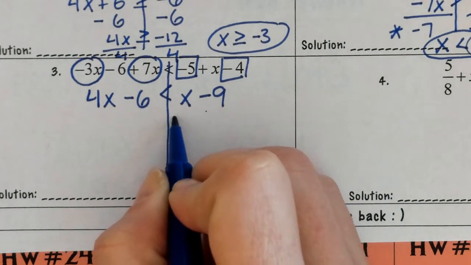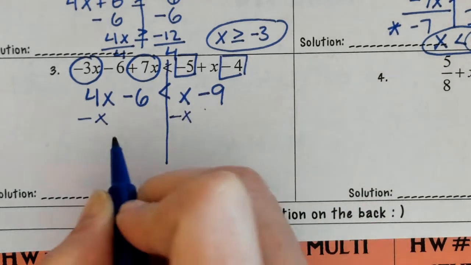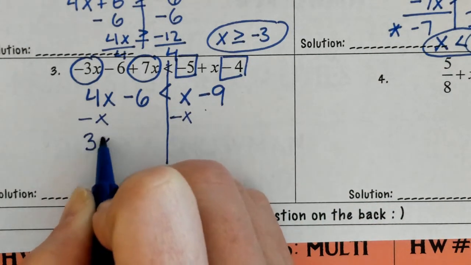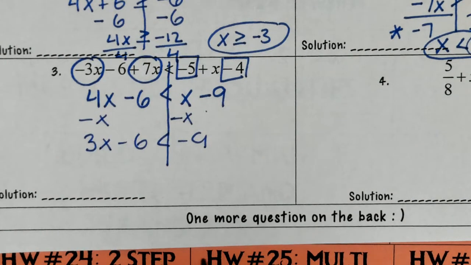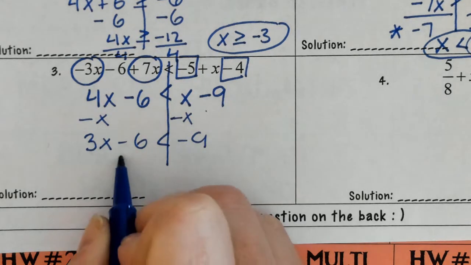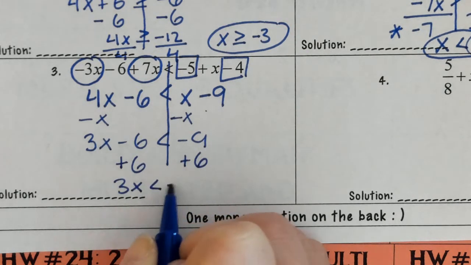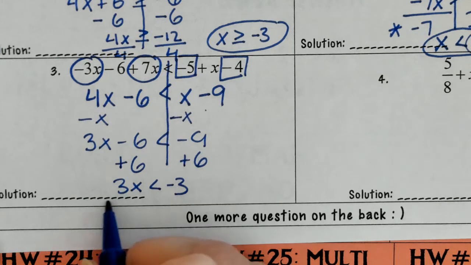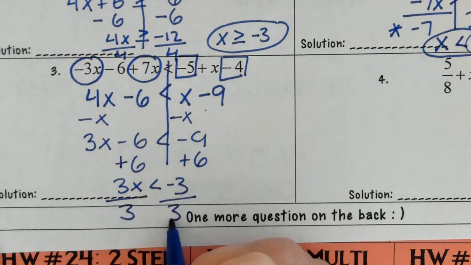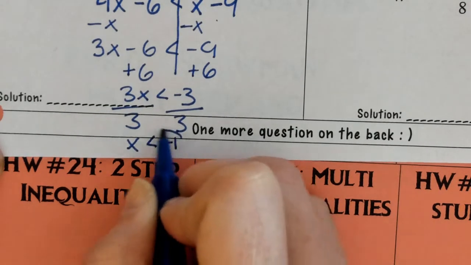Get our variables together. Subtract x from both sides. 4x minus x is 3x. So 3x minus 6 is less than negative 9. Add 6 to both sides. 3x is less than negative 3. Divide both sides by 3. X is less than negative 1.